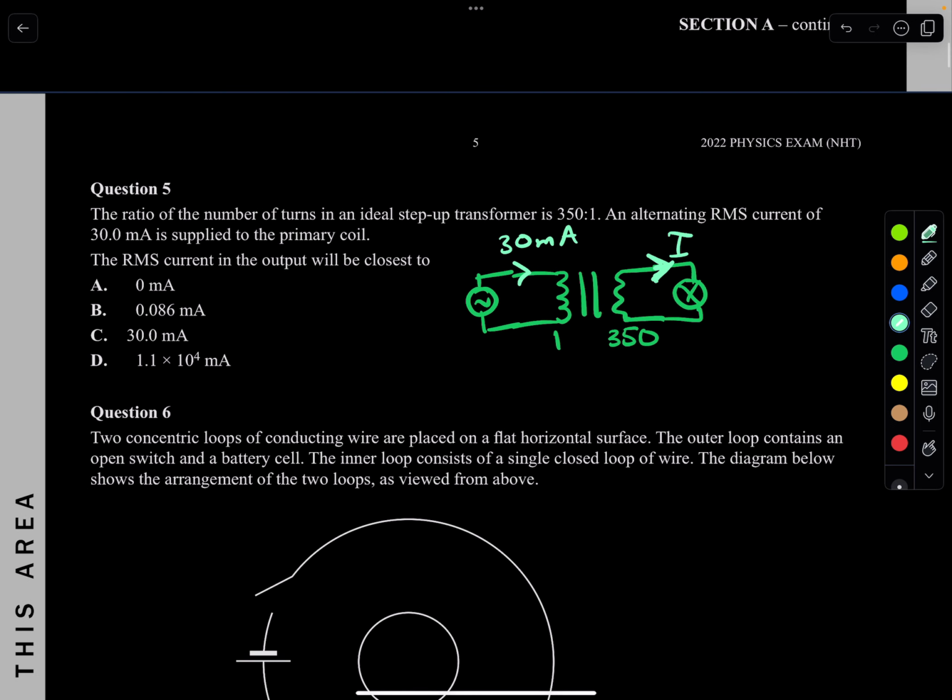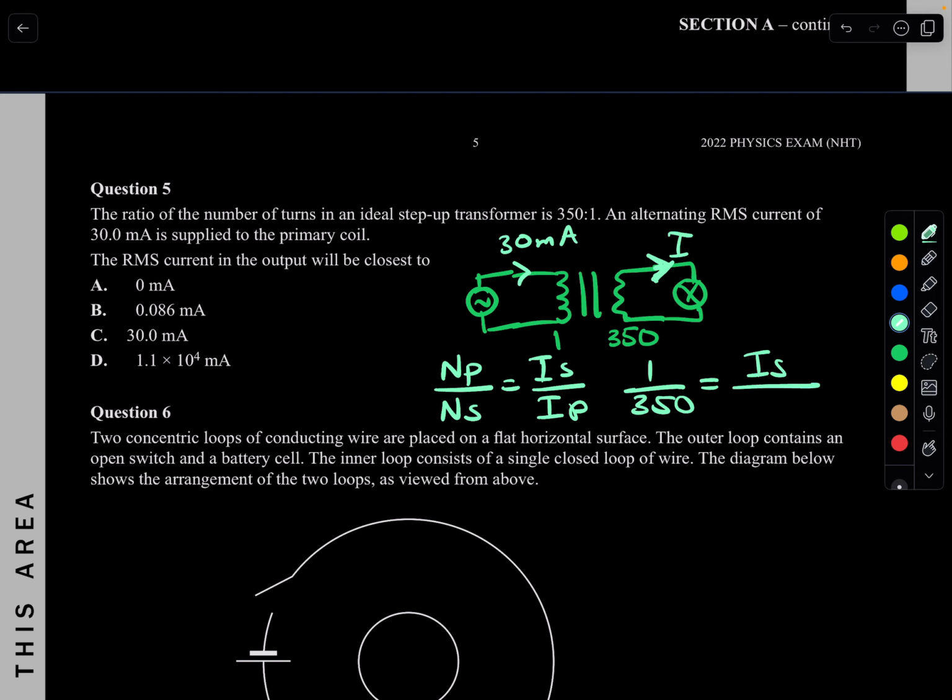Well, we know that the number of primary turns to the number of secondary turns is equal to the current in the secondary divided by the current in the primary. We want to calculate the secondary. So NP over NS, which is 1 over 350, equals IS, which we're trying to calculate, over IP, which is 30. I'm not converting to milliamps because all of the answers are in milliamps, which makes my life easier. So 1 over 350 times 30 gives me 0.085, which is approximately B.